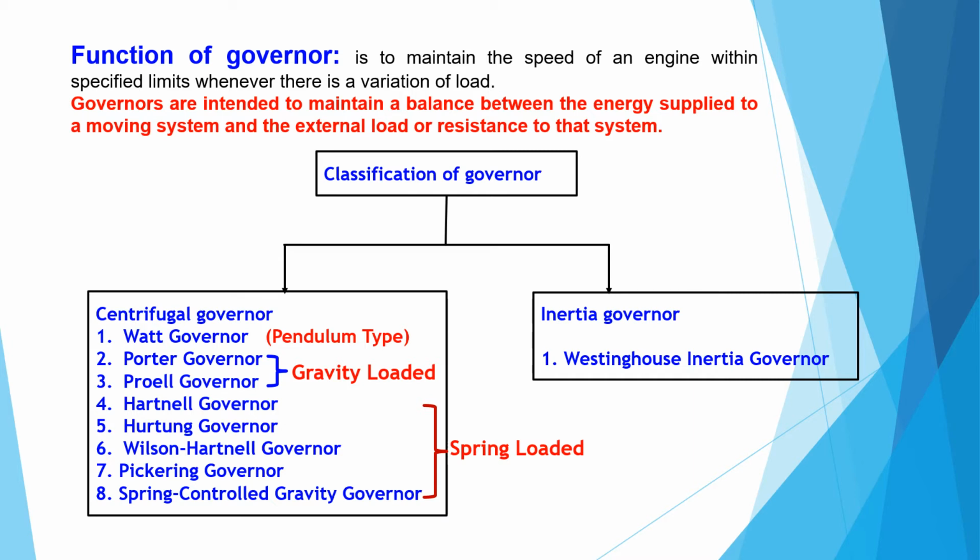So for more improvement, investigators have given the spring loaded centrifugal governor. The spring loaded centrifugal governors are Hartnell governor, Hartung governor, Wilson-Hartnell governor, Pickering governor, or spring controlled gravity governor. The inertia governor is the Westinghouse inertia governor.